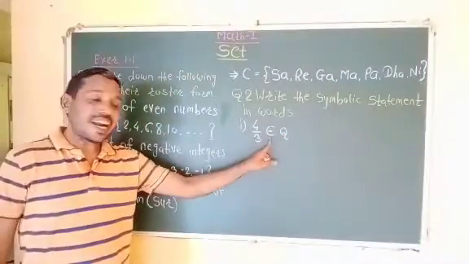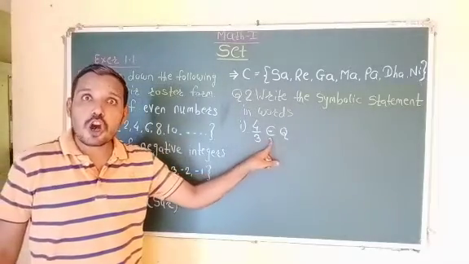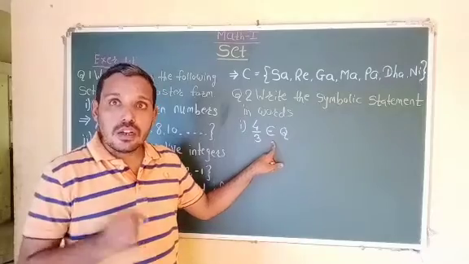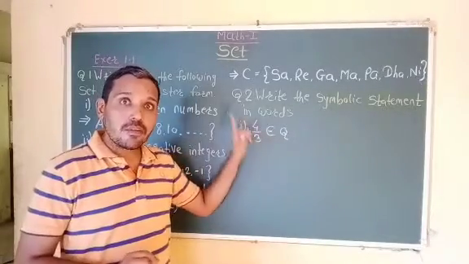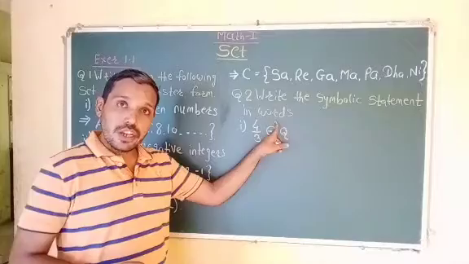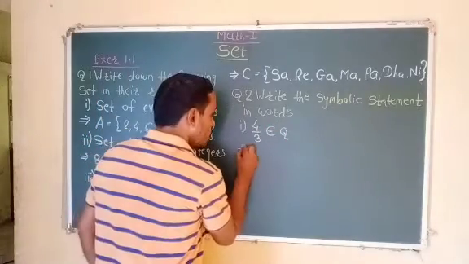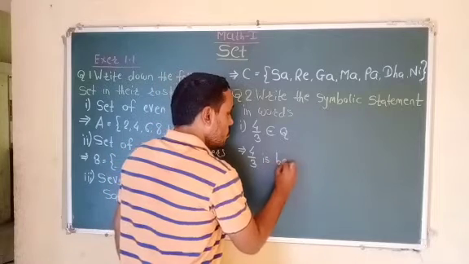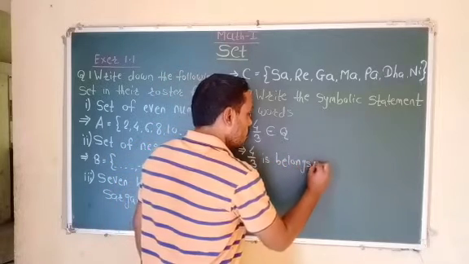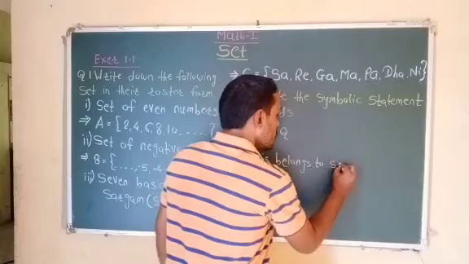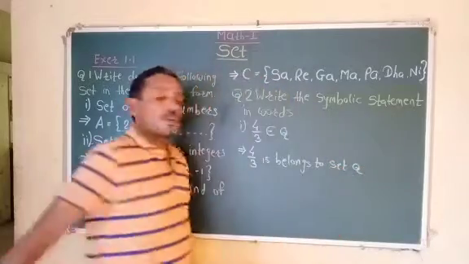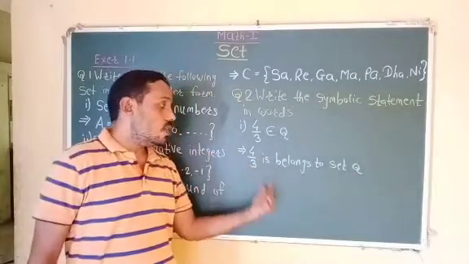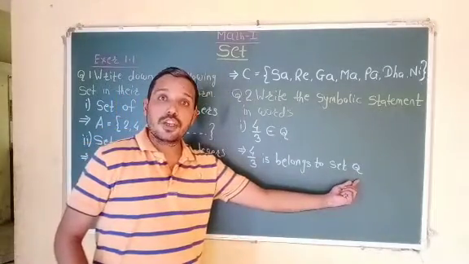4/3. That sign is called 'belongs to'. That sign in a set, we can say it is 'belongs to', and that is why we can write down that symbolic statement in words as: 4/3 belongs to set Q. That means 4/3 is an element of the set Q.